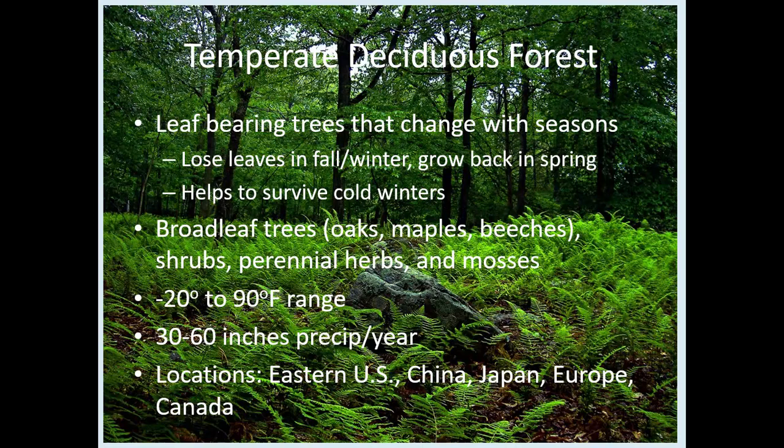Another type of forest that was listed in our list of biomes was the temperate deciduous forest. So in this forest you see leaf-bearing trees, and with leaf-bearing trees they change with seasons. So these are the types of trees that lose their leaves in the fall or winter, and then they come back on in the spring. This helps them to survive the colder winters.